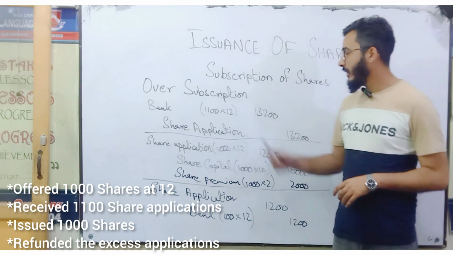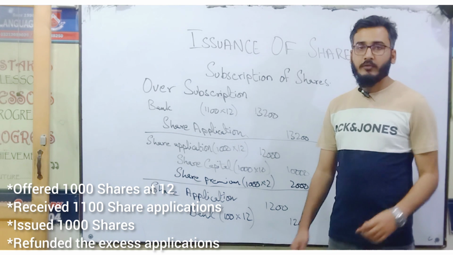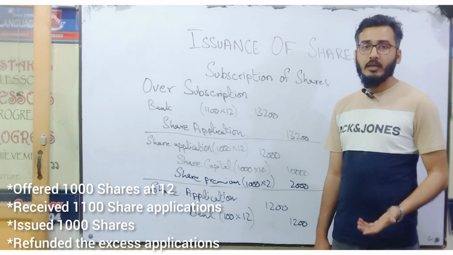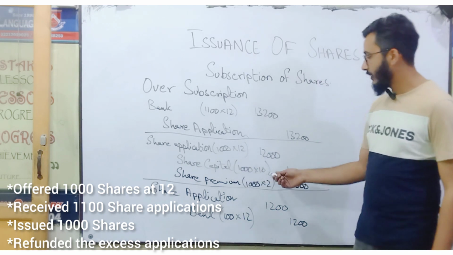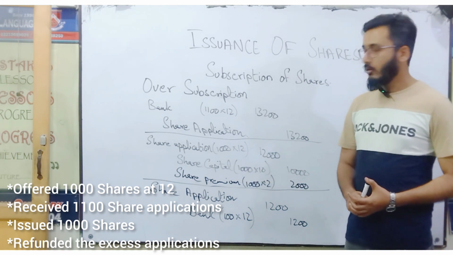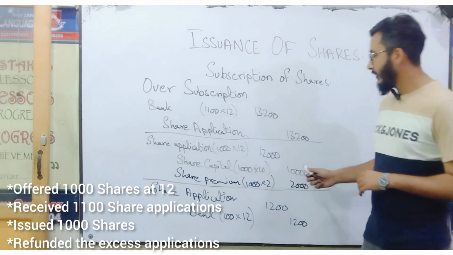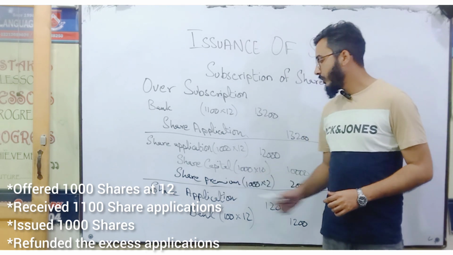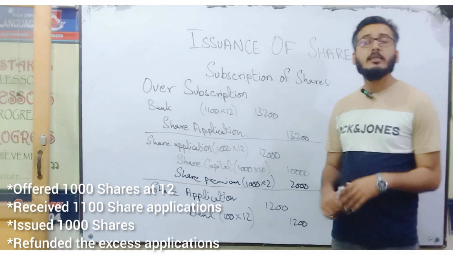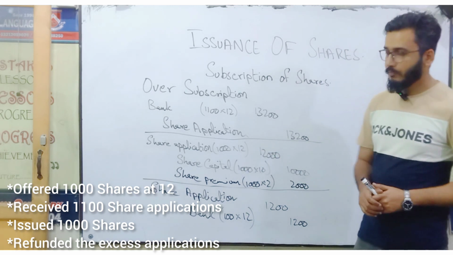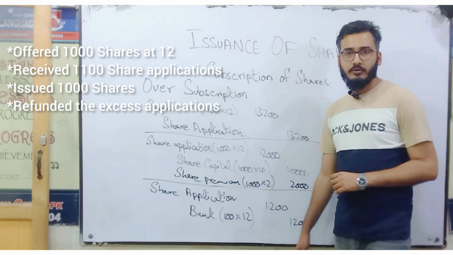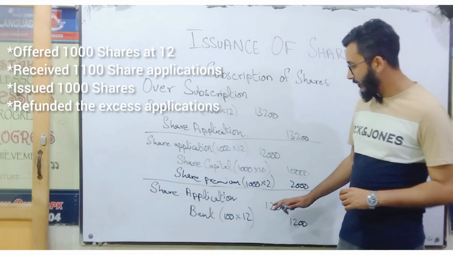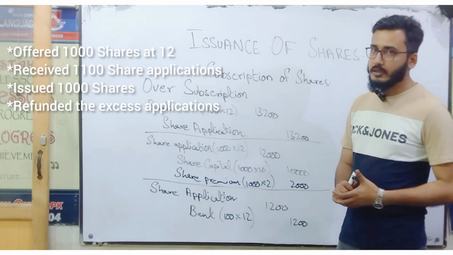So here share application is debited by 1000 because we cannot issue more than 1000 applications. Then share capital is credited by rupees 10 multiplied by 1000, which is 10,000, and share premium shall be credited as well, because now they have become the shareholders. Then share application debit and bank credit. Here we have refunded the excess applications, which are 100.